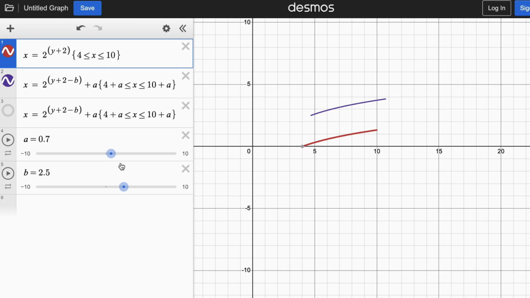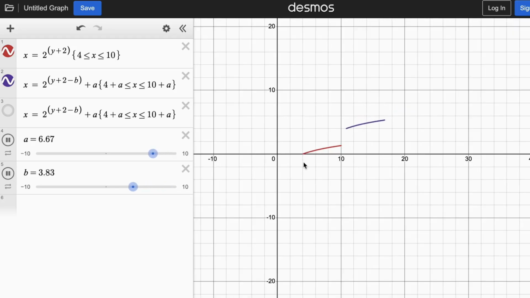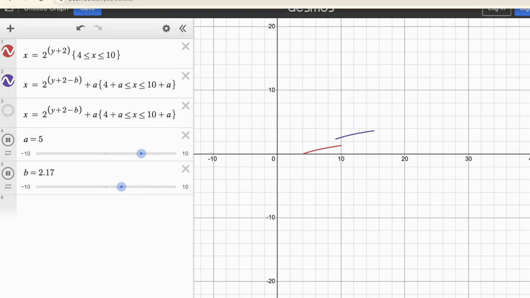So now let's look at how this looks. I'm going to move this around. See that A is controlling the horizontal shift now, and the B is controlling the vertical shift now. So it was all up to the domain as well. Now if I play this, you can see this moving around, and it's pretty cool, in my opinion. So that's how we can translate the logarithmic function.